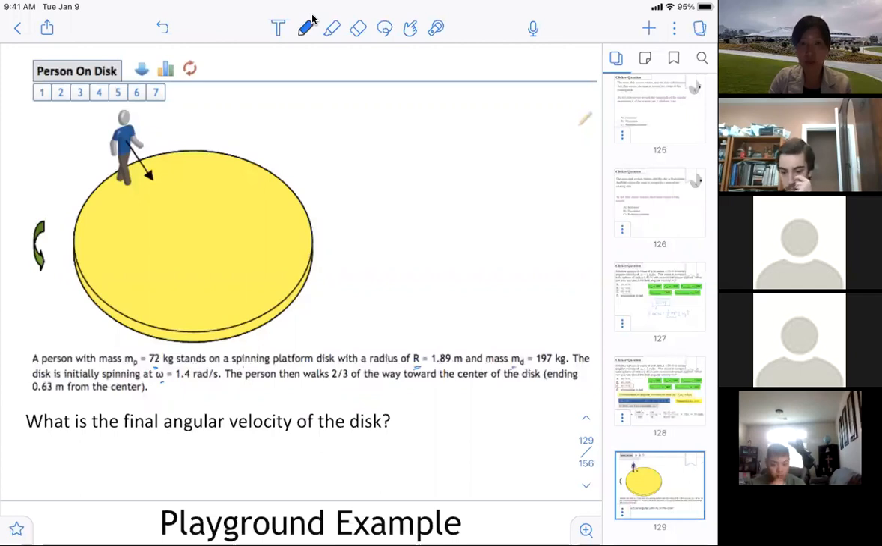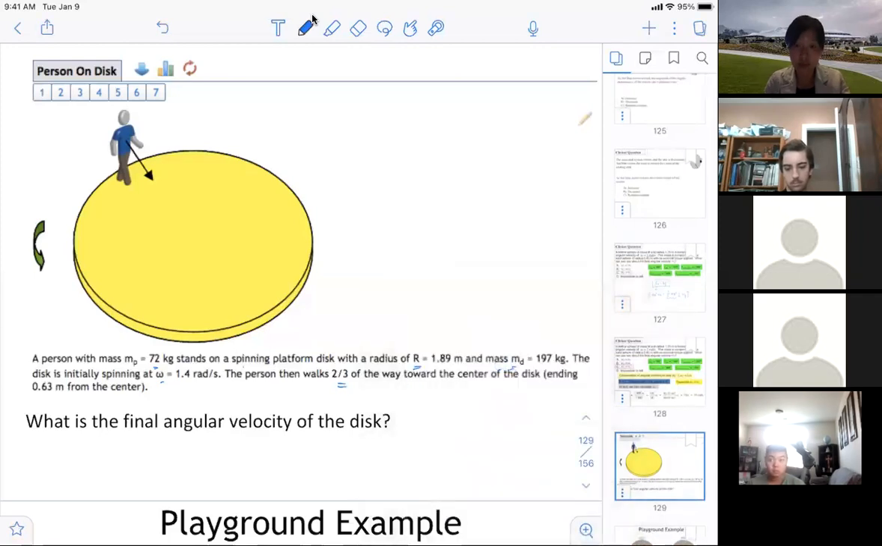You can see it as bringing part of the mass closer, or it could simply be that the person was originally toward the center, but is now walking further, right? So it's the same type of problem. Now the person moves 2/3 of the way toward the center of the disk. What is the final angular velocity of the disk? So this is what we're trying to calculate. We'll do this together.